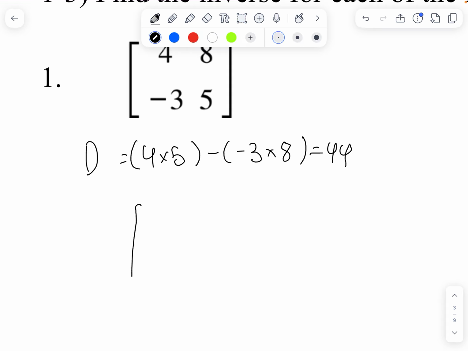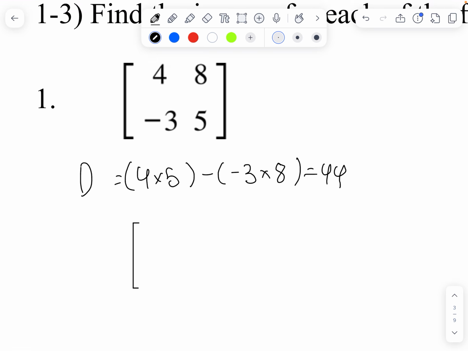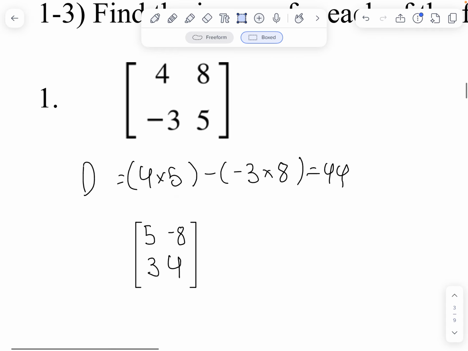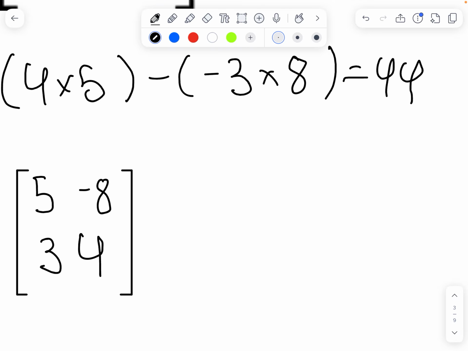So now we do 5, 4, -8, 3. And now we multiply this by 1 over 44.